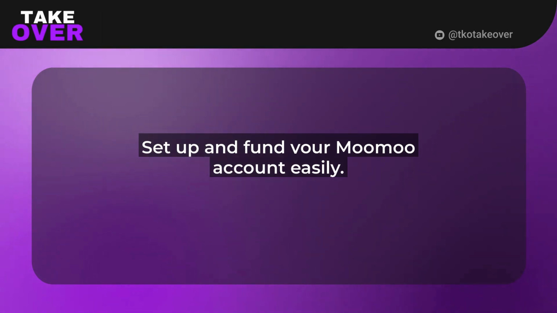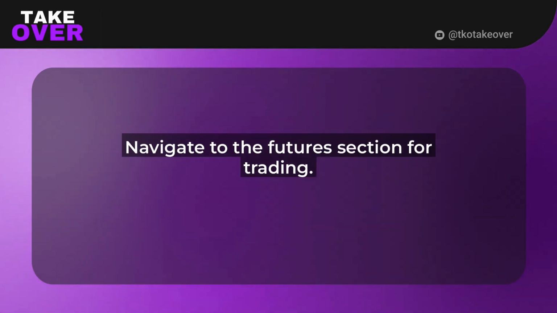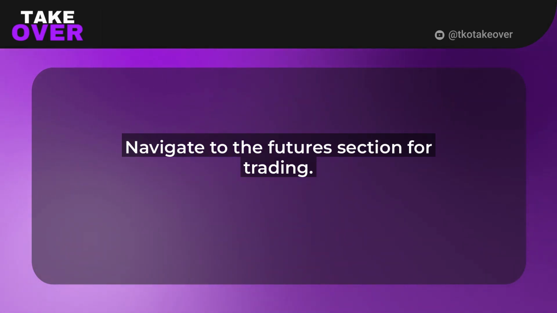To get started, download the Moomoo app and create an account. It's straightforward. Verify your identity, link your bank, and fund your account. Once you're set up, head to the futures section. You'll see a dashboard with market trends, charts, and indicators to analyze potential trades.